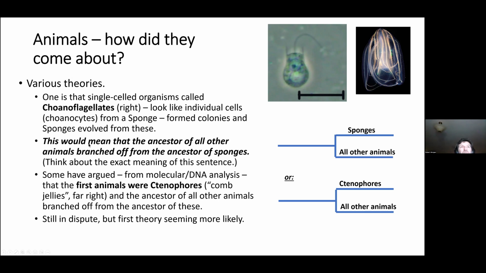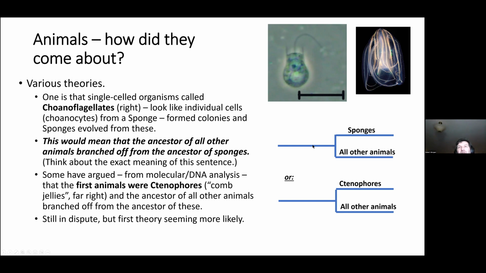So this would mean, if that was the case, that the ancestor of all the other animals branched off from the ancestor of sponges. So you've got some sort of minute organism here of maybe a few cells. One branch of them became sponges, and the other branch became all the other animal types that we see on the land, the sea, and the intertidal zone.